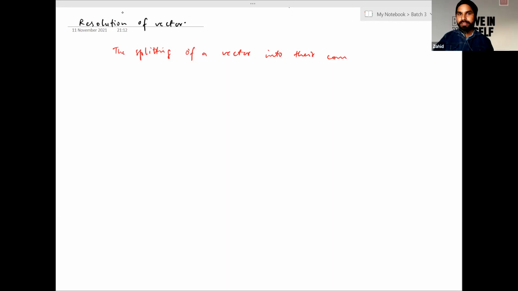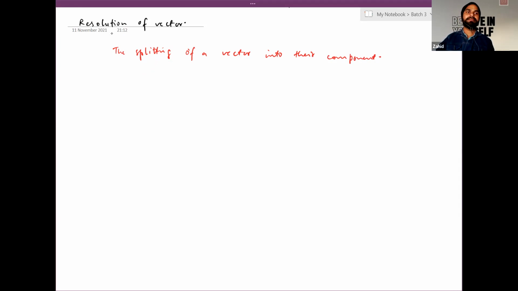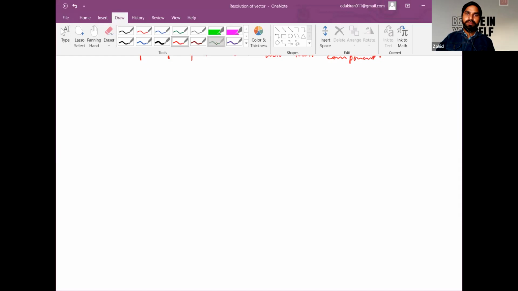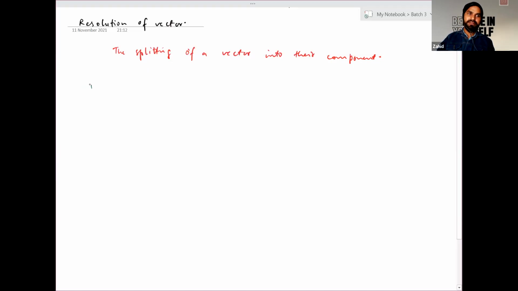Okay, so splitting of a vector into their component is termed as resolution. Now I'm defining how you can resolve a vector into their component. So one method is to define it on the basis of two-dimensional resolution.